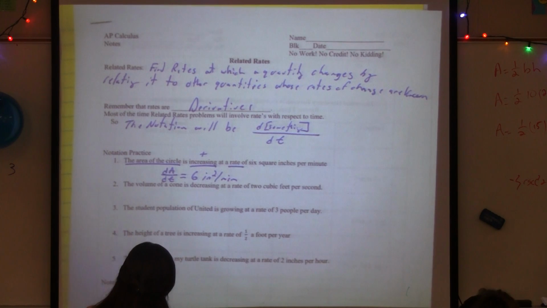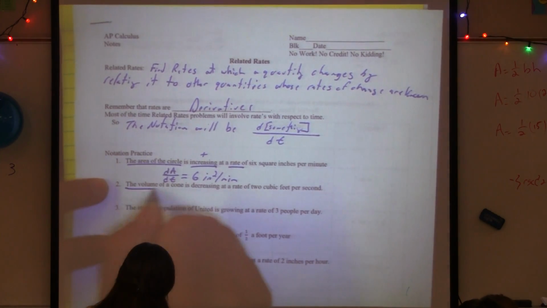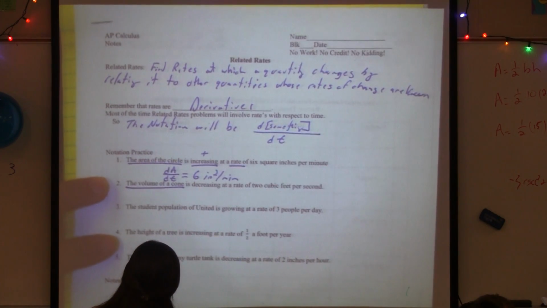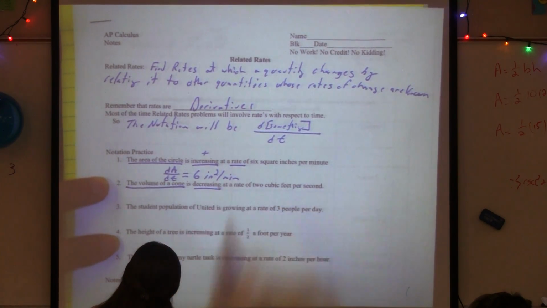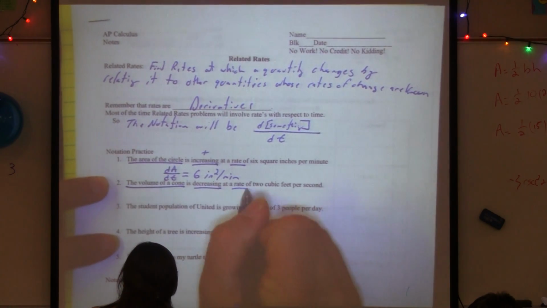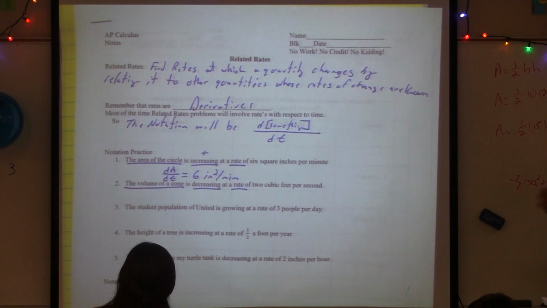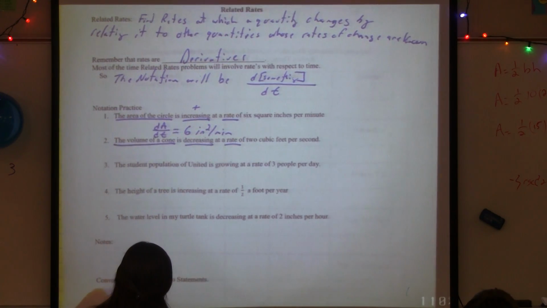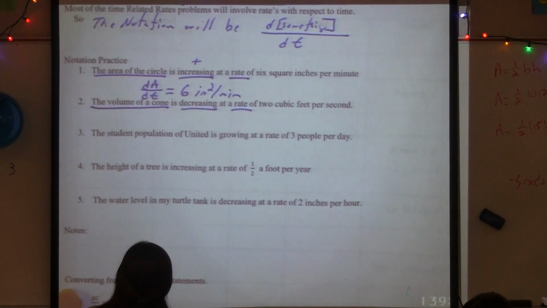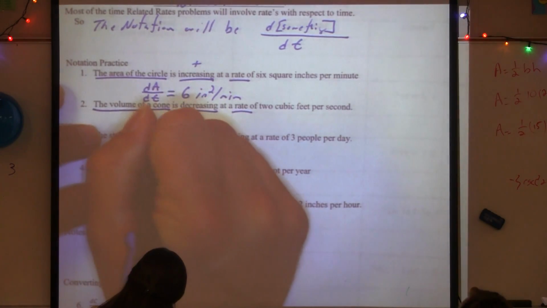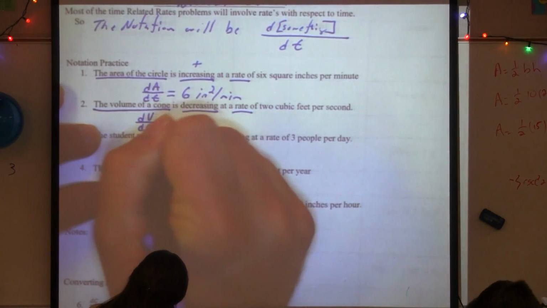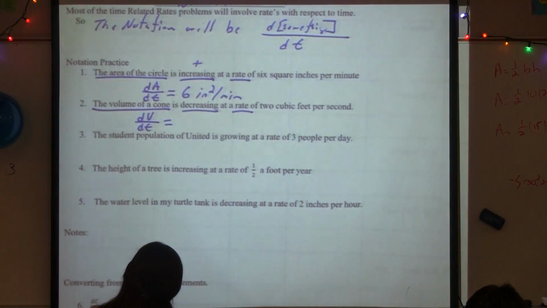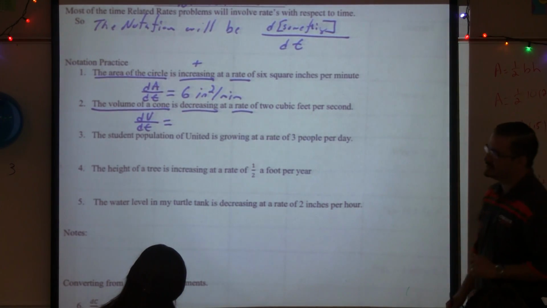How about the next one? What's this one telling us? The volume of a cone is decreasing at a rate. So what are they giving me? The volume or the rate of change of the volume? Rate of change of the volume, okay? So what would I use to represent that? dV dt. That's the rate of change of the volume. And what is that going to equal?